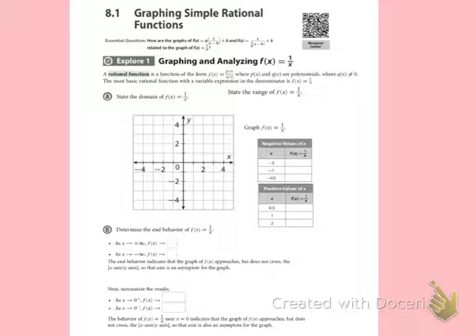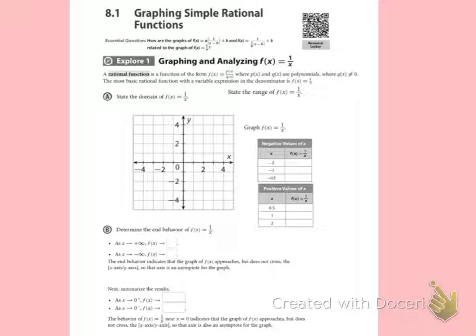So we're going to first start off with a definition of what a rational function is. A rational function is a function of the form f of x is equal to p of x divided by q of x, where p of x and q of x are polynomials, and where q of x cannot equal 0.